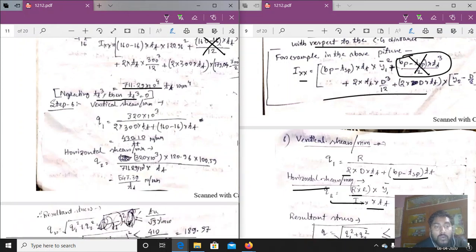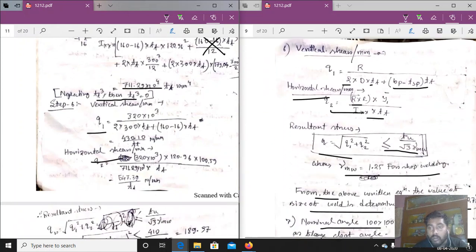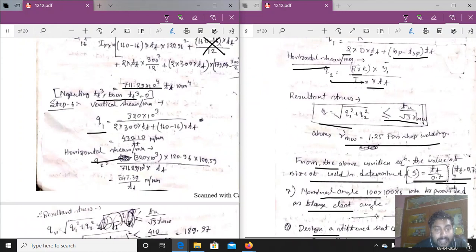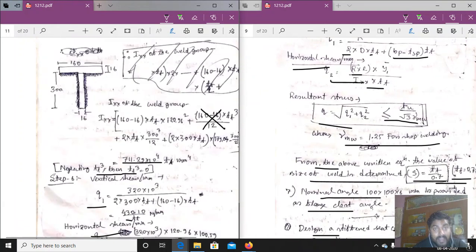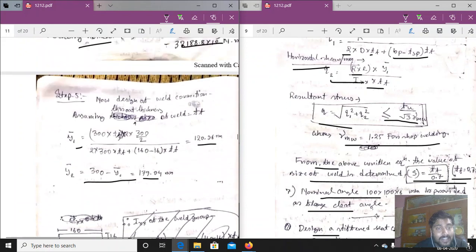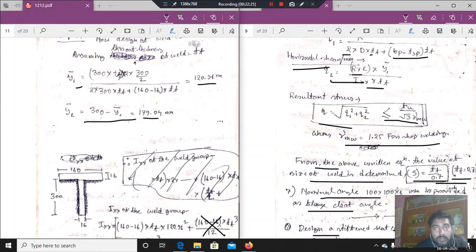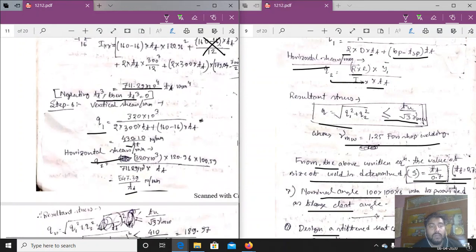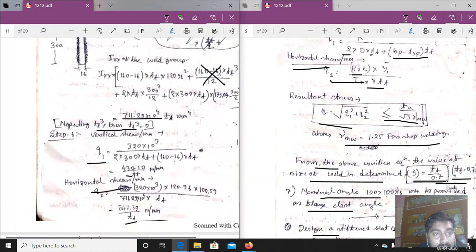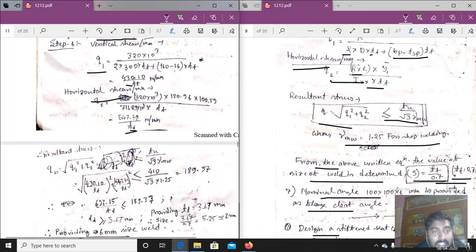So putting the values q1 and q2 from these two formulas, we have got these two values. Here also TT has been taken common, so here TT is what we have to find out.